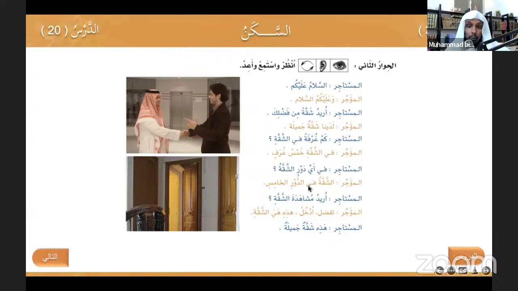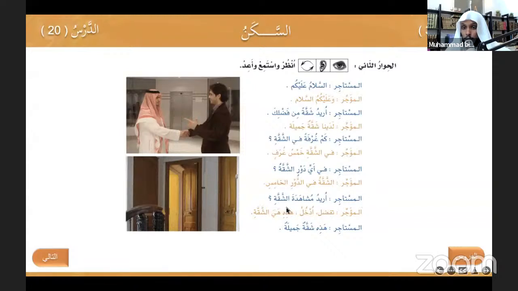So khamsa and khamis, what's the difference? Khamsa means five, that's the quantity. Khamis is the order, the sequence, fifth. So you have the first, second, third, fourth, fifth one. It doesn't mean 5 floors. The shaqqa, the apartment, doesn't span 5 floors. It doesn't mean shaqqatu fi khamsa duwar. It doesn't mean the shaqqa spans 5 floors. No, it's on the 5th floor. So you should know the difference between these numbers.